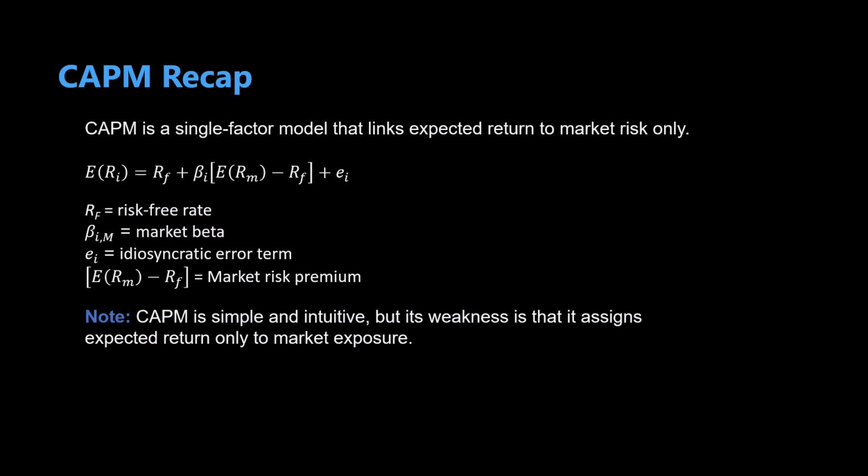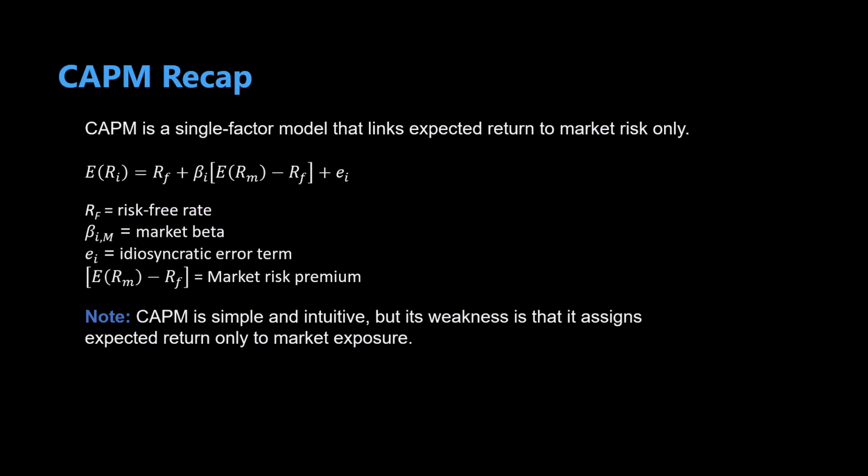Before going deeper into APT, let's quickly revisit CAPM. CAPM is a single factor asset pricing model. It states that the expected return on an asset is the risk-free rate plus compensation for market risk. In compact form, expected Ri is equal to Rf plus beta i,M times expected Rm minus Rf, plus epsilon i. Here, Rf is the risk-free rate, beta i,M is the market beta of asset i, RPm is the market risk premium, and epsilon i is the idiosyncratic error term.